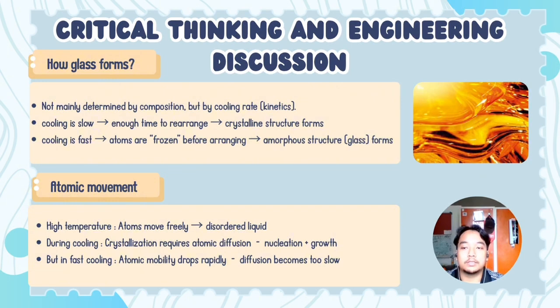Next, let's look at what happens to the atoms during cooling. At high temperature, atoms have high energy and move freely in the liquid state. As the temperature decreases, the atoms need to diffuse and rearrange themselves to form a crystal. However, if cooling happens too quickly, atomic movement slows down significantly, and there is not enough time for crystallization to occur. Instead, the atoms become frozen in their random positions, resulting in the formation of glass.